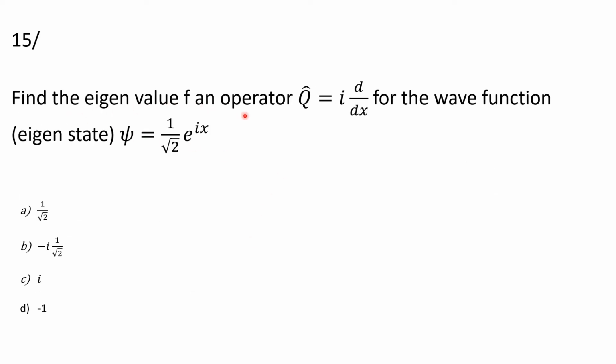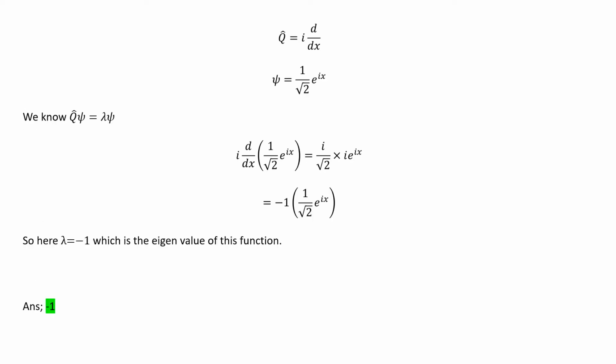Find the eigenvalue of the operator Q, that is equal to i d by dx, for the wave function where the eigenstate psi is given by 1 by root 2 e to the power ix. Here the options are 1 by root 2, minus i, 1 by root 2 i, and minus 1. So let's see what will be its solution.